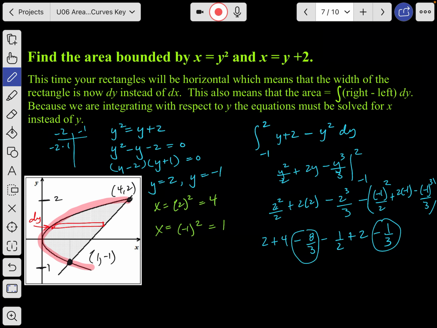All right, let's clean this up. Again, we've got that -8/3 and 1/3 combo, so that's going to give me 9/3, which is -3. And 2 and 4 make 6, 7, 8. So 8 minus 3 is 5 minus 1/2 is 4.5. Final answer.